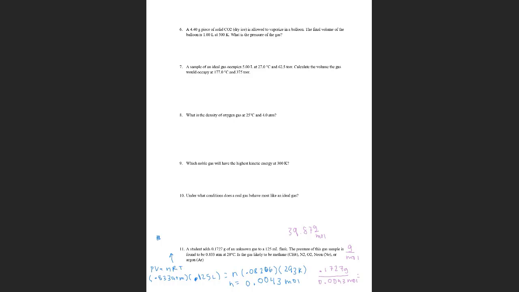And which of the given molecules is that? You got it, it's argon. So we would go to the periodic table, where the molar mass is given, and argon matches this molar mass. So the correct answer is argon. Any questions before we move on?